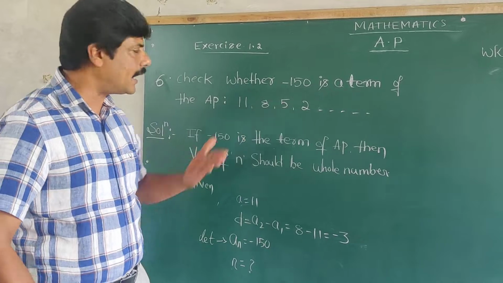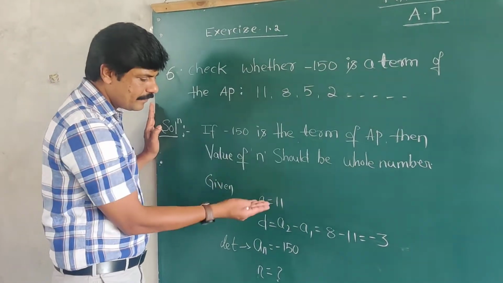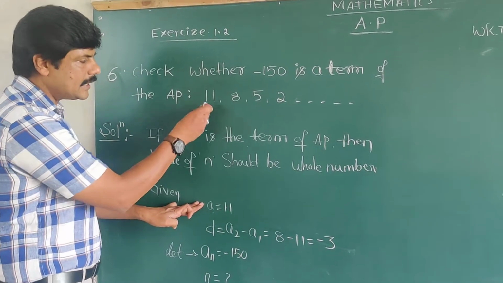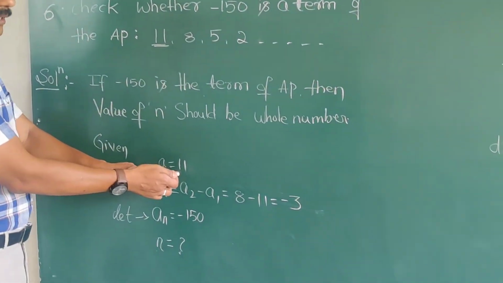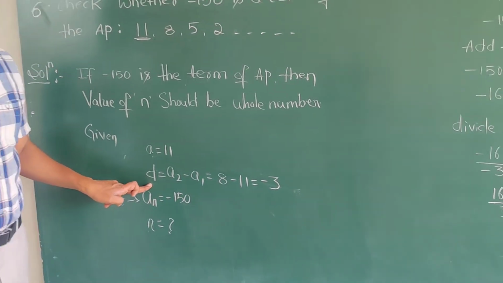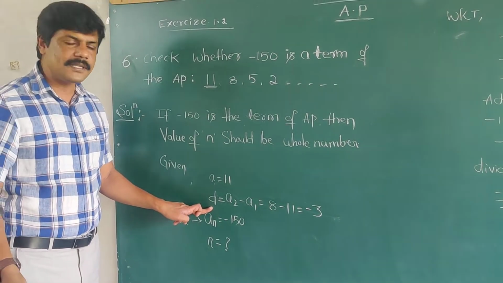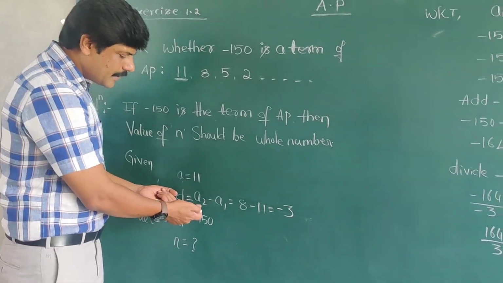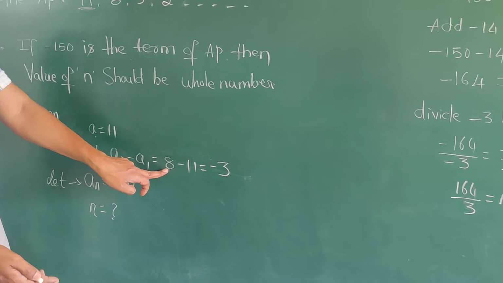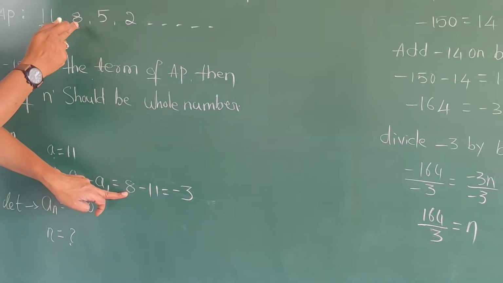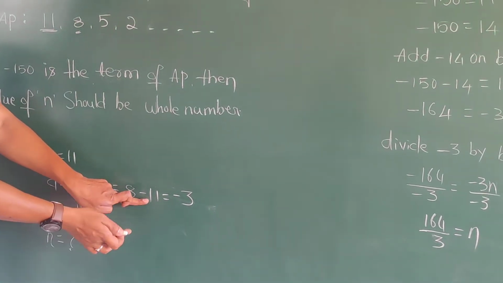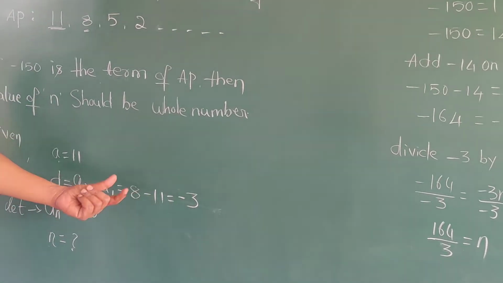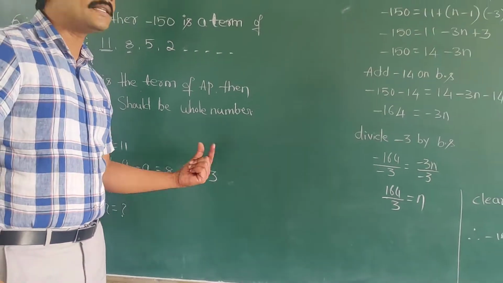What are the things given here? The given first term is a equals 11. The AP should have a common difference. How do you find the common difference? As usual, d equals second term minus first term. The second term is 8, the first term is 11. So 8 minus 11 equals minus 3. We got the common difference minus 3.